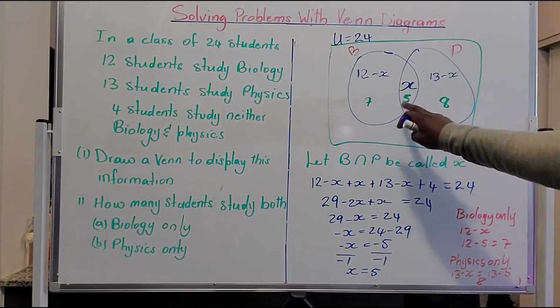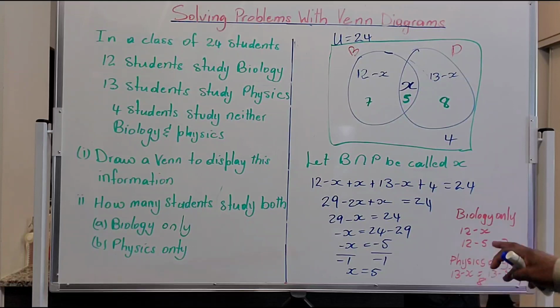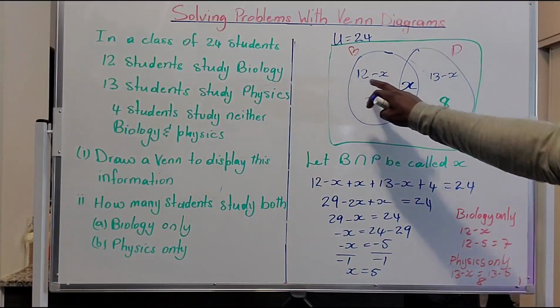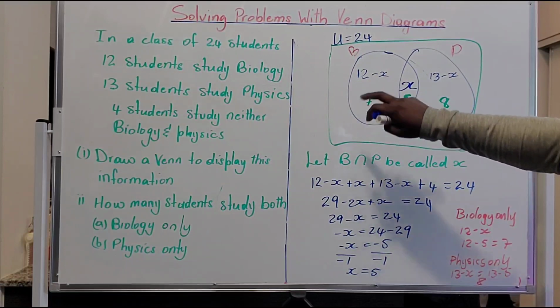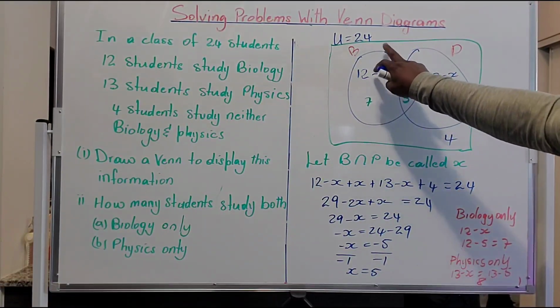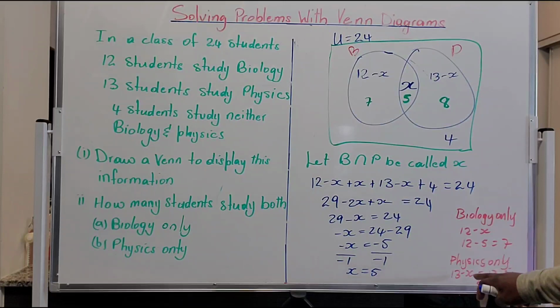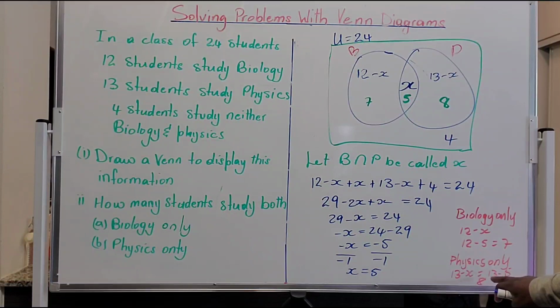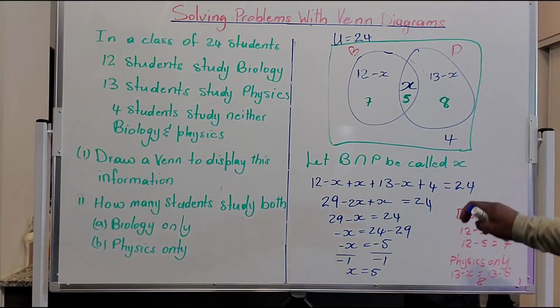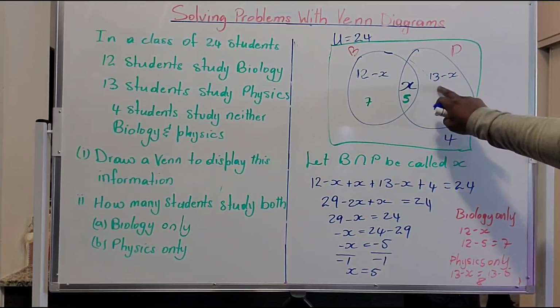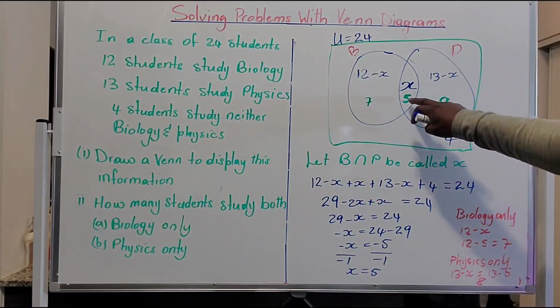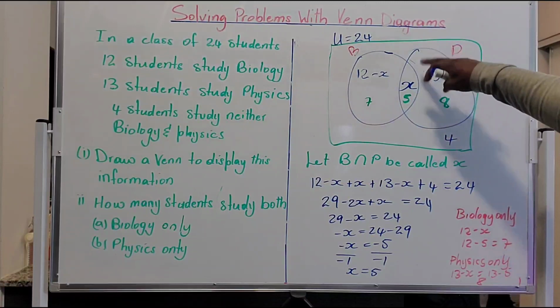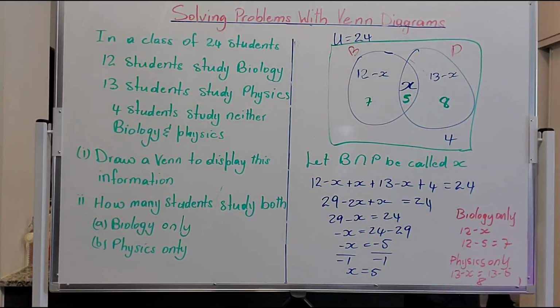We'd have solved for the intersection, which is 5 students doing both, and we'd have solved for each individual subject. In this case, biology have 7 students only, total of 12. 5 and 7 will give us 12. So 12 students really doing biology. And again, physics would be 13 take X, 5, which will give us 8. So 8 students are only focusing on physics. Altogether, 5 and 8 give us 13 students who are actually studying physics.